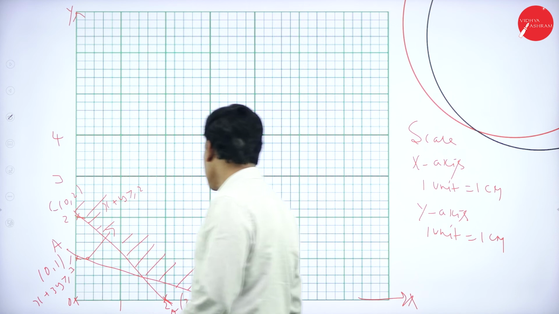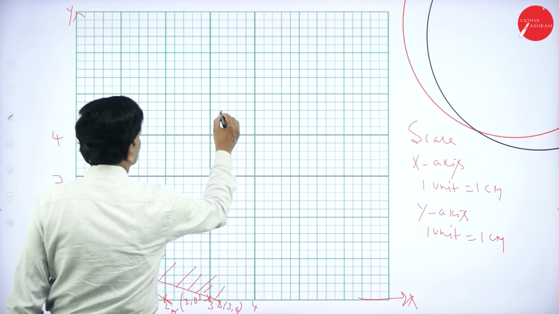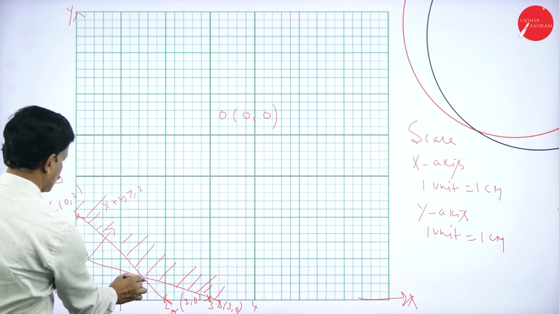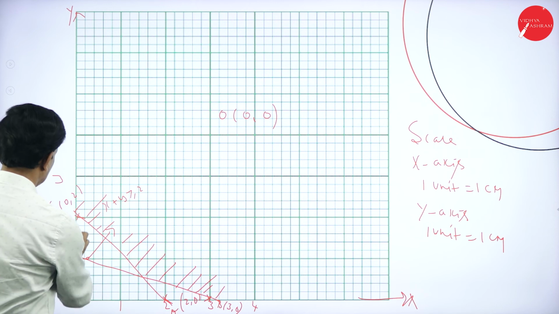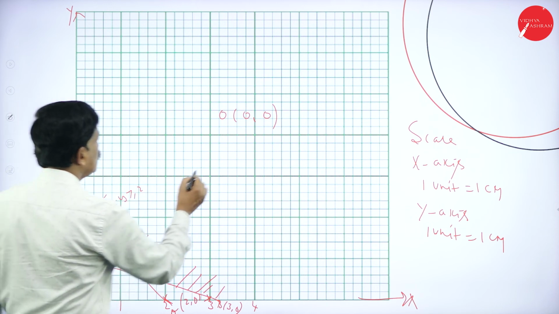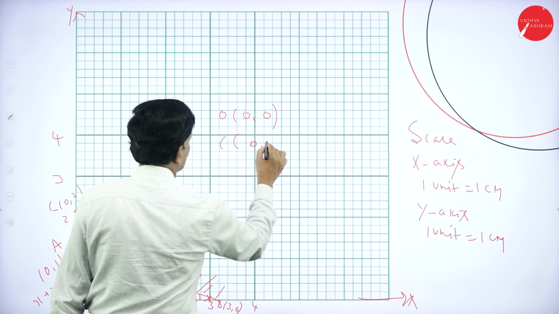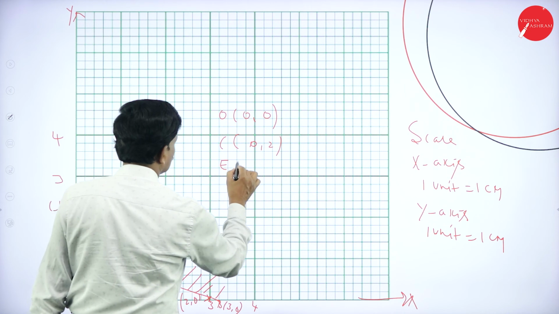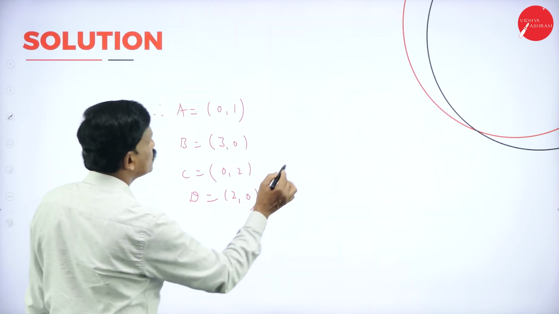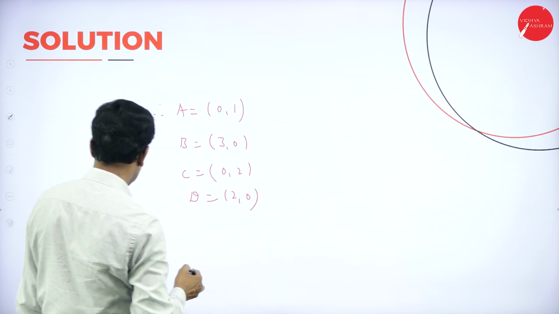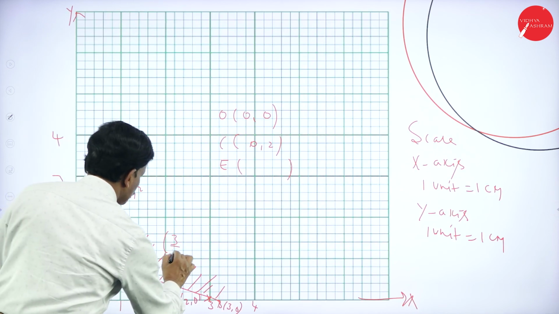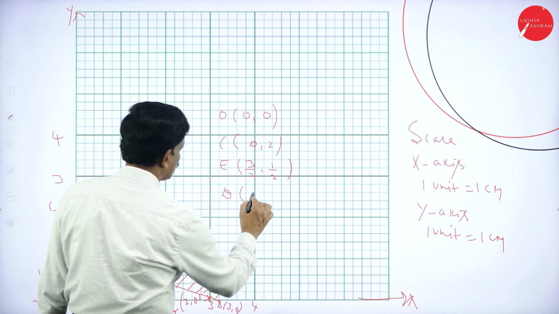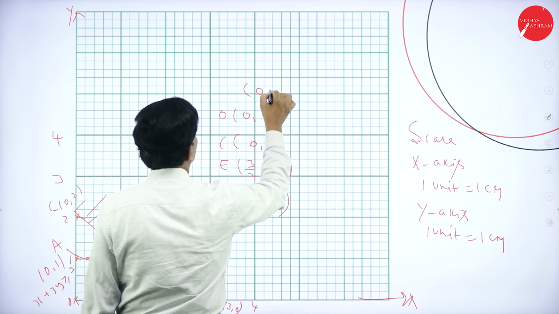Now what are the corner points? The corner points are O, 0 comma 0, then this point A, that is C, 0 comma 2, and let us represent this as the point E. What is E? E is 3 by 2 comma 1 by 2. And the last point is D. What is D? 2 comma 0. These are the corner points.